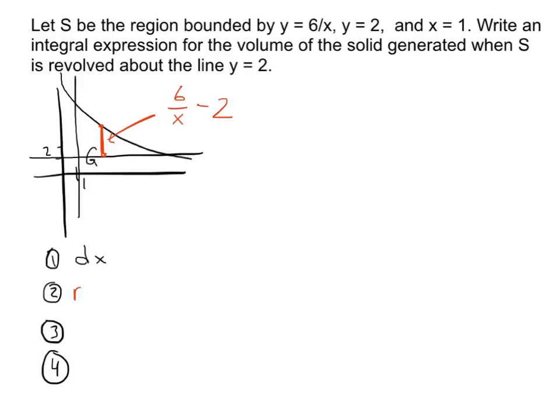Great, so my radius is 6 over x minus 2. As far as the bounds of integration are concerned, I'm doing this in terms of x, so I'm looking on the x-axis. I clearly start here at 1, and I end wherever that is. Note that that value is caused by the intersection of the y equals 2 function and the y equals 6 over x function.